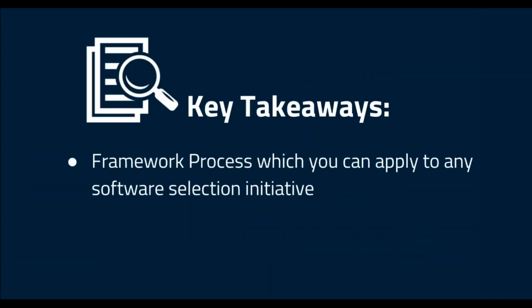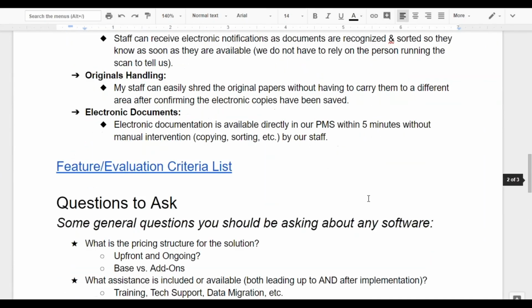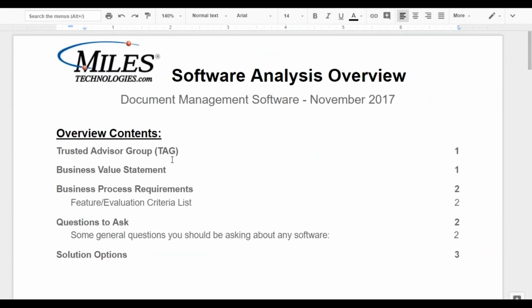All right, so just to recap, 2 key things. Hopefully this has given you a framework that you can apply to any software selection, and that you could be a little more confident going in, doing the right preparation, having your trusted advisor group with you the whole way through, having that document, this nice outline, with everything written into the same place: trusted advisor group, business value statement, how do I want the process to run, what questions are important to me, what are my options, and my comparison chart. So I've done my homework, and I know I'm going to pick the right solution at that point.